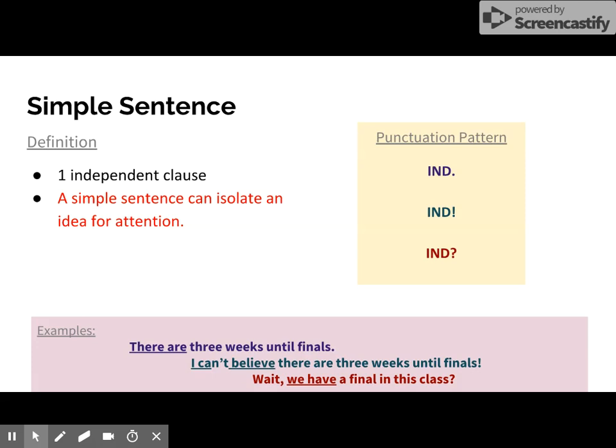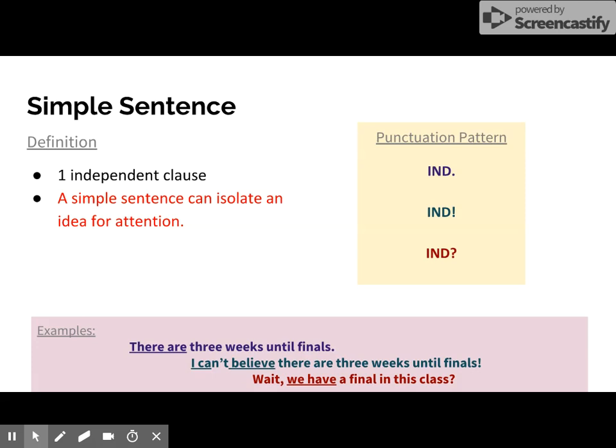When it comes to punctuation of a simple sentence, it's really just the independent clause followed by whatever your terminal punctuation is. So it could end in a period, it could end in an exclamation point, or it could end in a question. So if you look in the example box, I have 3 simple sentences, and all of them have subject-predicate pairs underlined. So for a simple declarative sentence, I could say, there are 3 weeks until finals. There's a subject, are is the predicate.